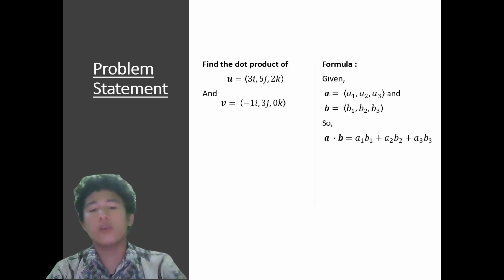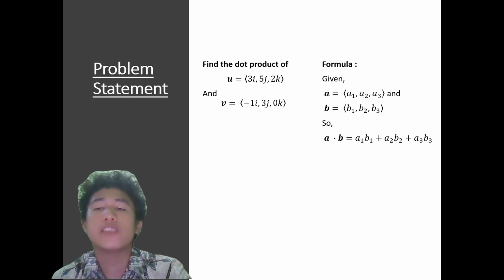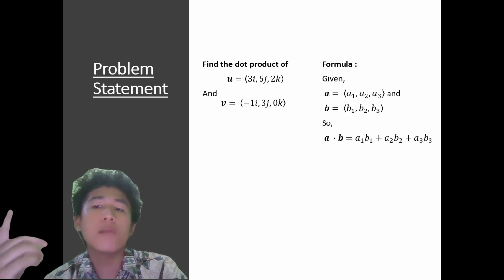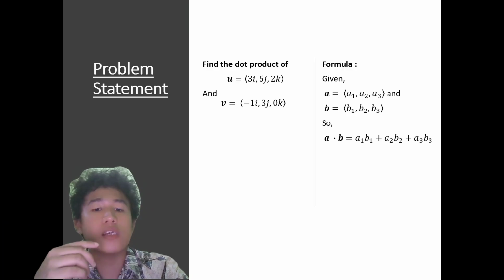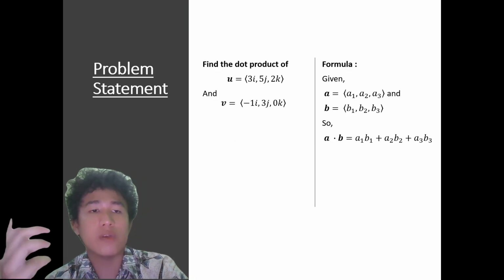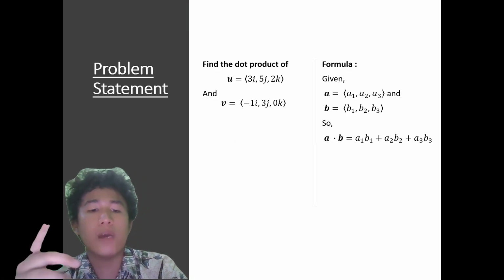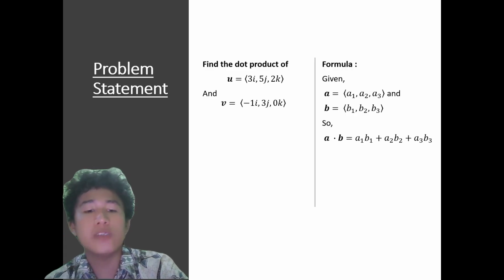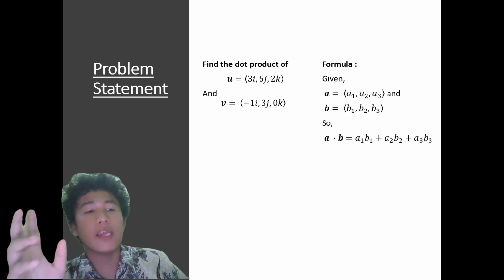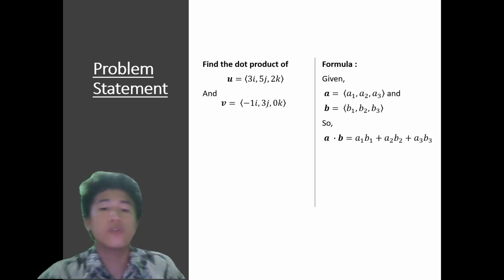The dot product of vectors measures how much they point in the same direction. Mathematically, given vector A equals A1, A2, A3, and vector B equals B1, B2, B3, the dot product is vector A dot vector B equals A1 times B1 plus A2 times B2 plus A3 times B3. In simple words, we multiply the matching components of the two vectors and then add all the results together.